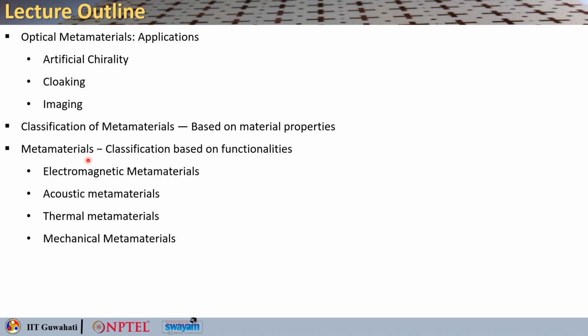And we will also do metamaterials classification based on functionalities such as electromagnetic metamaterials, acoustic metamaterials, thermal metamaterials and mechanical metamaterials. So, this is just to give you an overview that this metamaterial field is really vast and you can use metamaterial concept for different applications. So, let us take this first example of optical metamaterials which can produce artificial chirality.